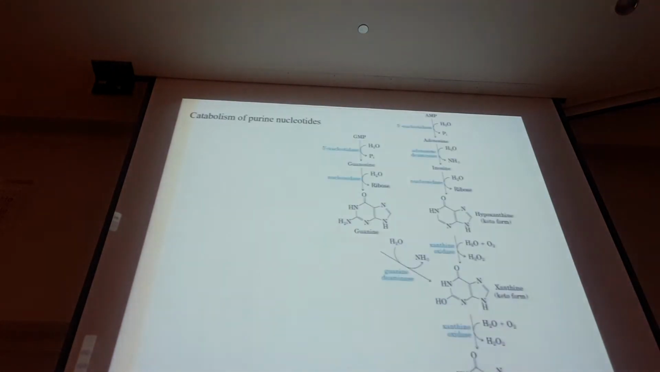Okay, if we go back here, xanthine oxidase produces uric acid, it also produces xanthine. But if we actually knock out this enzyme, xanthine oxidase, we don't produce uric acid, we still produce hypoxanthine in the degradation of AMP and xanthine in the degradation of GMP, but both of these molecules are quite a bit more water soluble and don't precipitate as easily as uric acid.